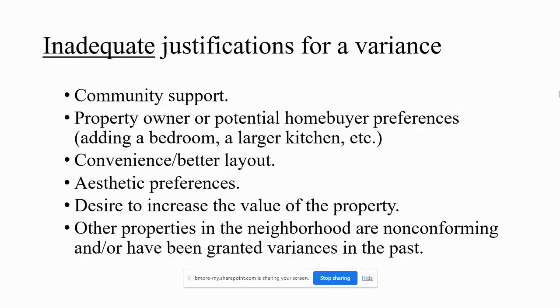Sometimes people come in to ask for variances because all the other houses on their block are already non-conforming in some way, or maybe have already been granted variances in the past. You still have to go through the uniqueness and practical difficulty standard first, which is a very hard one to meet. And just comparing your property to other properties that already have something that you want is not necessarily in and of itself a justification for a variance.